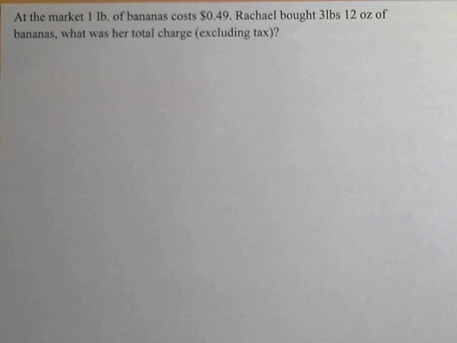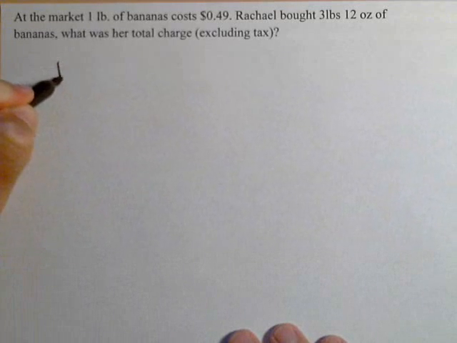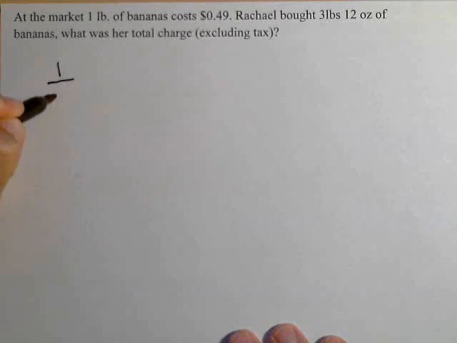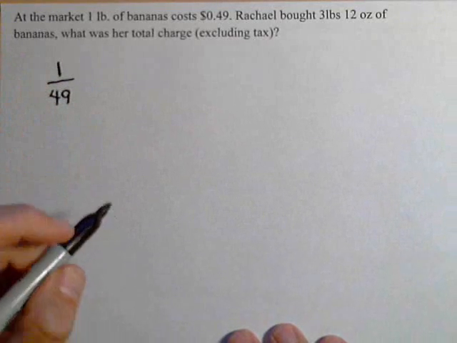So what we need to do is set up a proportion in order to solve this. Now we've got to decide if we want to do this problem in pounds or ounces. Let's go ahead and do it in pounds. So we know that 1 pound of bananas costs 49 cents, so we'll just do it in pounds and cents, and we'll convert at the end.